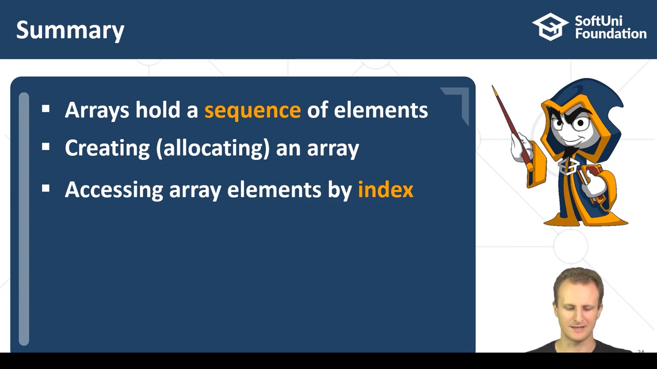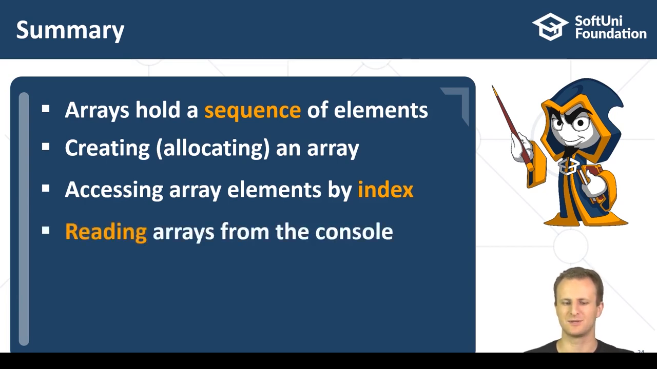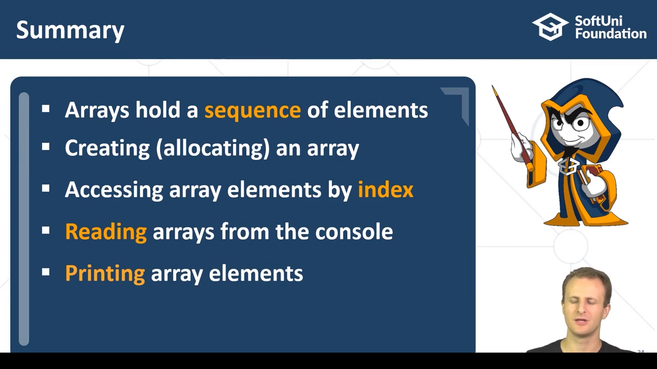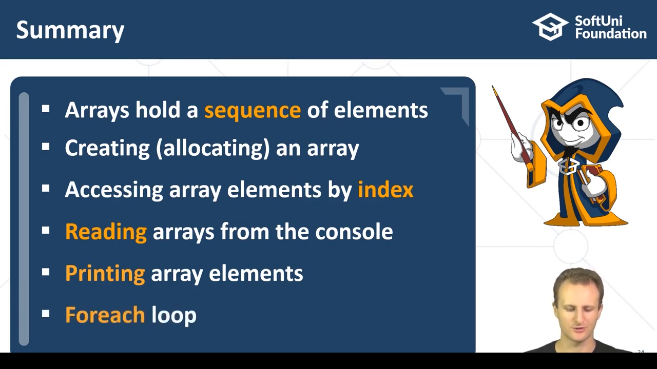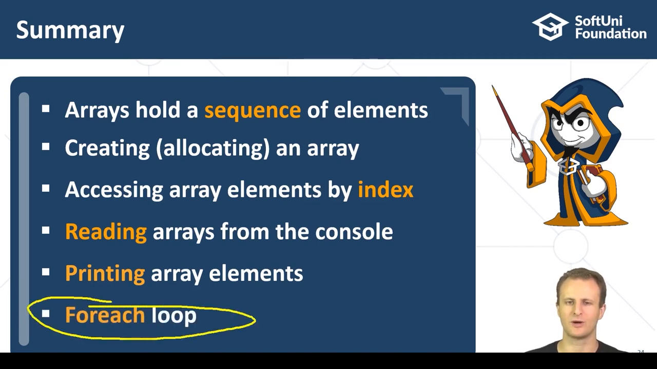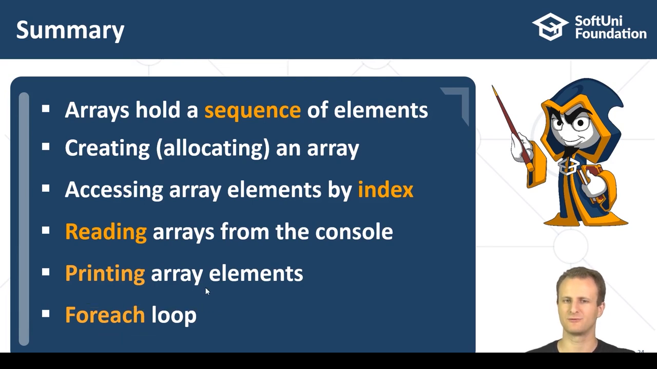Okay, we saw how we can allocate an array, and we saw how we can access elements of that array, and we saw how we can read elements from the console for an array, and how we can print elements on the console through the string.join method if they're strings, or through a for loop which just prints the elements. And we also saw the for each loop, and we solved a lot of programming puzzles, and the last one of which was a pure bonus, which we weren't considering initially for this lesson, but bonus knowledge is always bonus knowledge.